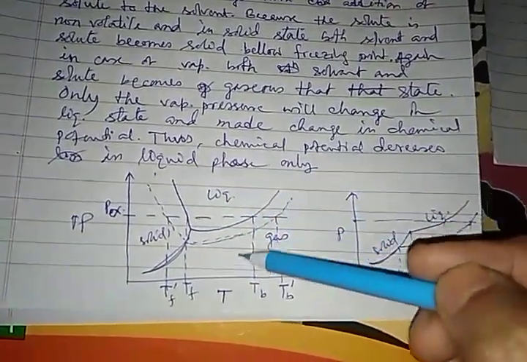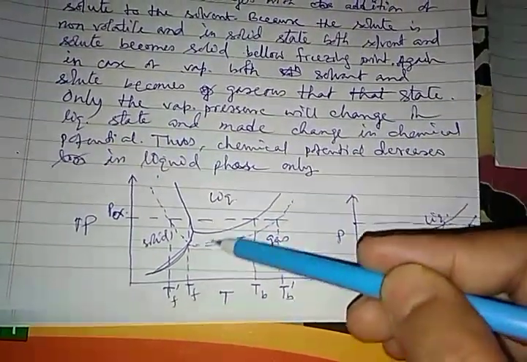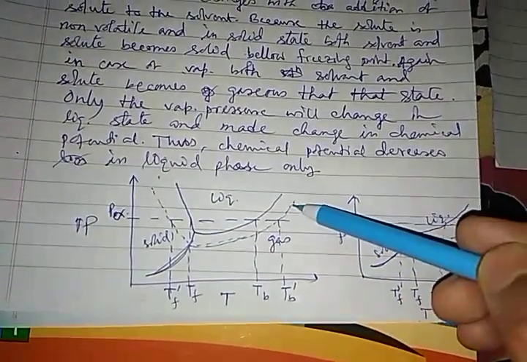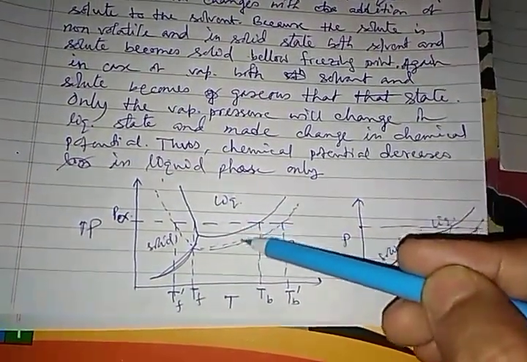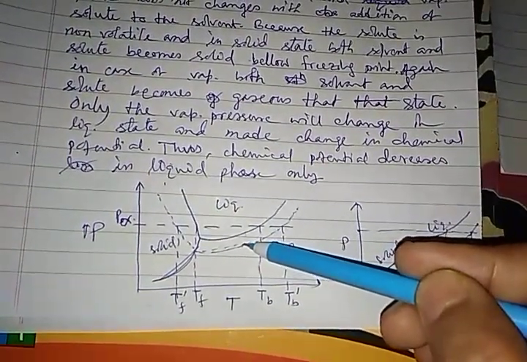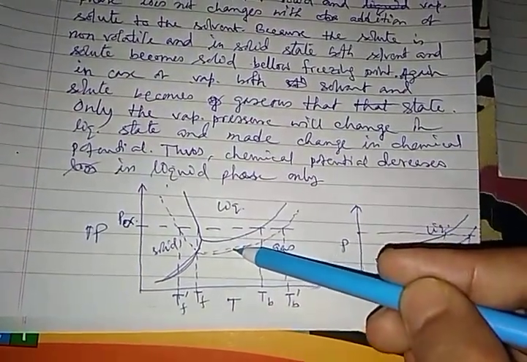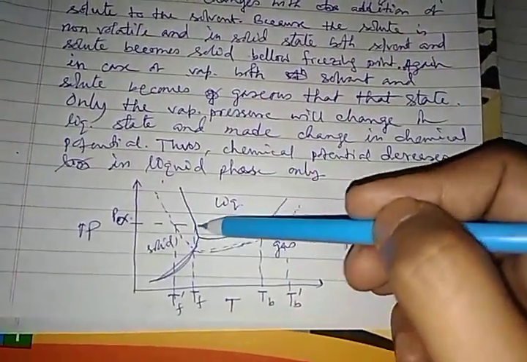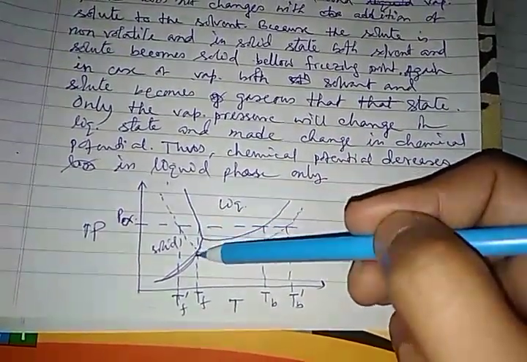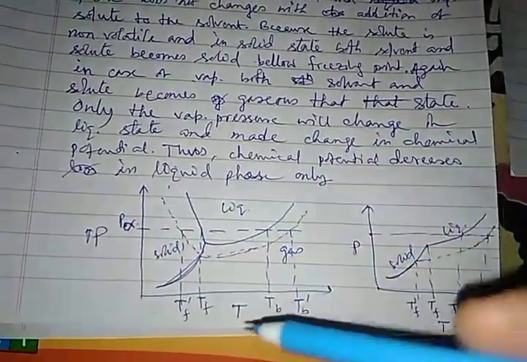Now if I add some non-volatile solute to water, what will happen? The chemical potential for the liquid phase decreases. This is for pure water. Now this is for water in the solution. That is the new line; this solid line now becomes that. Similarly, this solid line which represents solid-liquid equilibrium also shifts to a lower value, so that will become like this.